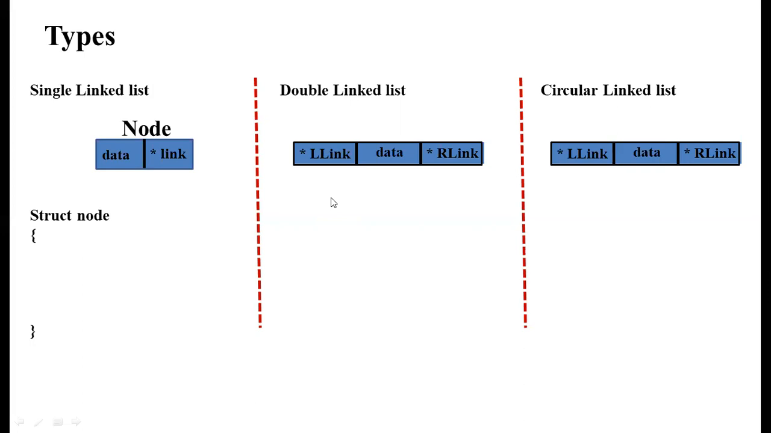So these are the three types of linked list: single linked list, double linked list, and circular linked list. But in double linked list and circular linked list, we have three fields, whereas in a single linked list, we have two fields. Now, let us see how we create a node and how to allocate the memory dynamically. So in the program, how we create a node, let us see now.